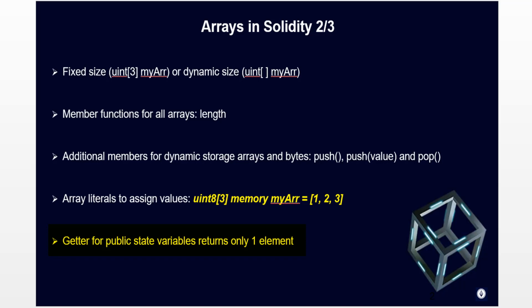When you declare an array as a public state variable, a getter is created automatically. However, the getter allows you to retrieve only one element at a time. So when you call the getter function, you also need to specify the index of the array element you want to return.